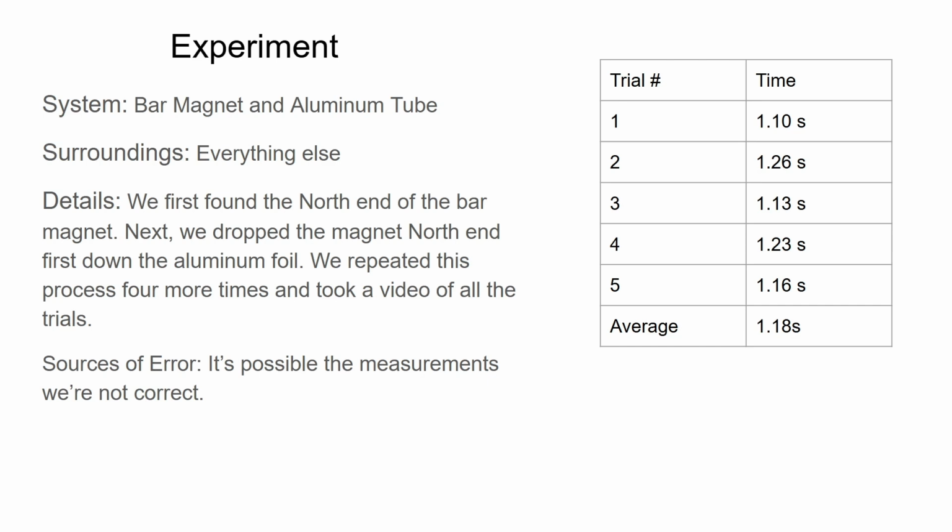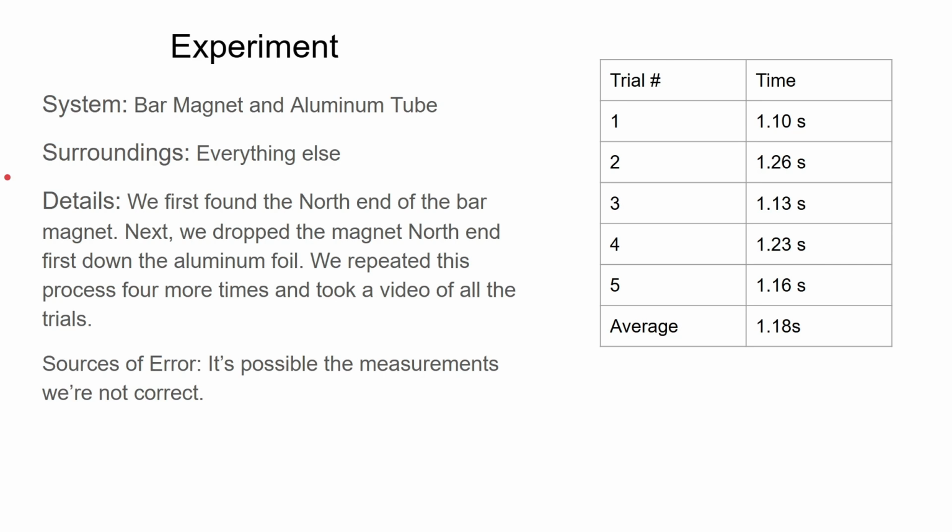The experiment: the system was the bar magnet and the aluminum tube. Surroundings was everything else. First thing we did was find the north end of the bar magnet. Then we dropped the magnet north end first down the aluminum foil. We did that 5 different times. And what you saw on the last slide was a little GIF of the experiment.